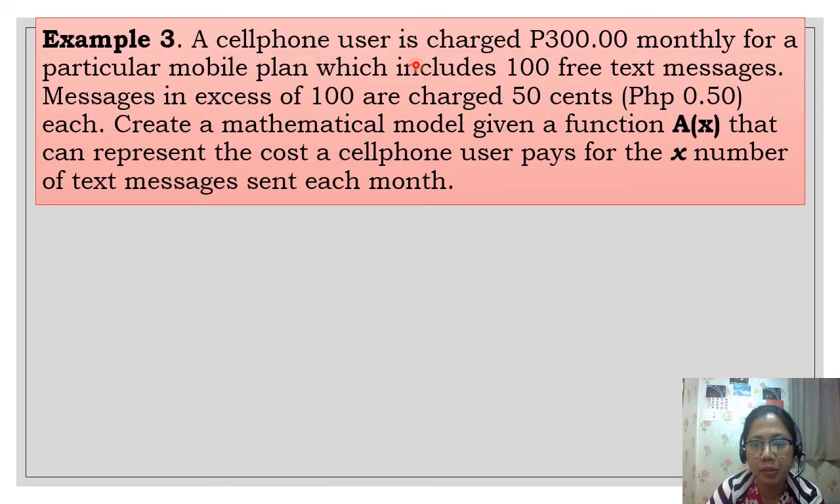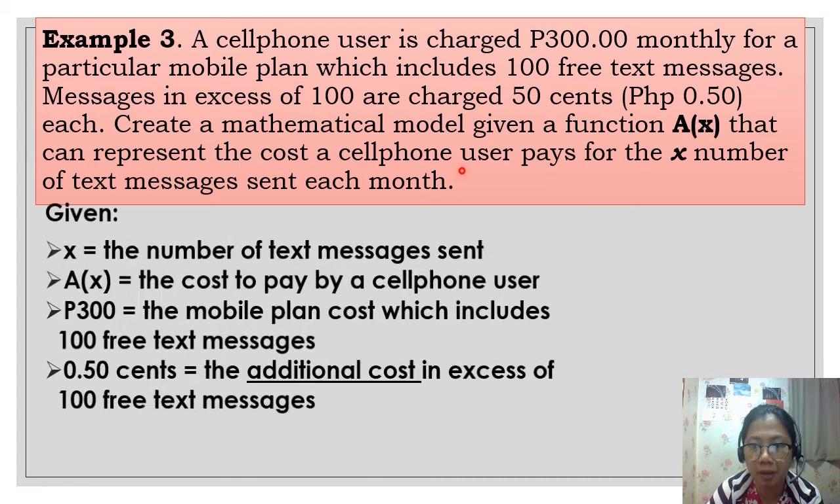A cell phone user is charged 300 pesos monthly for a particular mobile plan, which includes 100 free text messages. Messages in excess of 100 are charged 50 cents each. Create a mathematical model given a function a of x that can represent the cost a cell phone user pays for the x number of text messages sent each month.